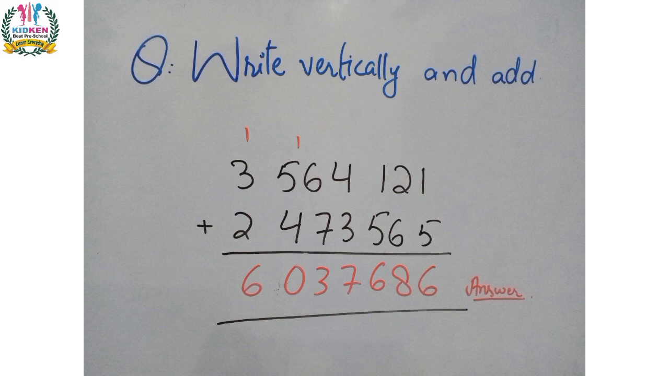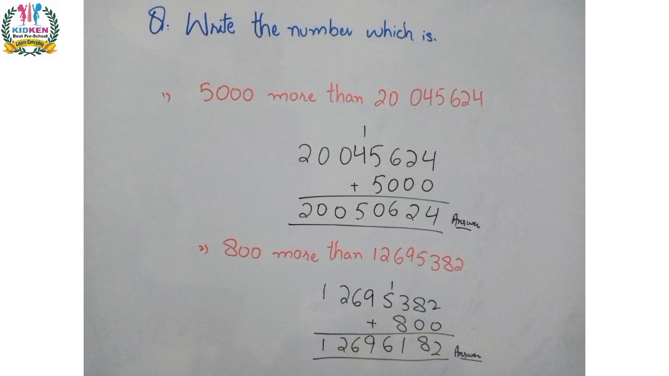3 and 1 is 4 and 2 is 6. So we can write 6 in the answer box. So 3,564,121 plus 2,473,565 has answer 6,037,686.